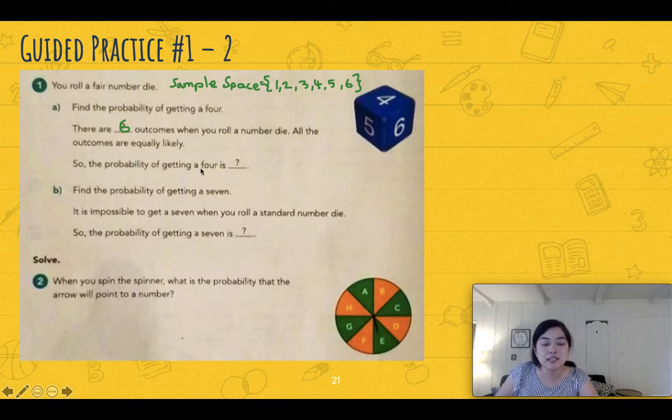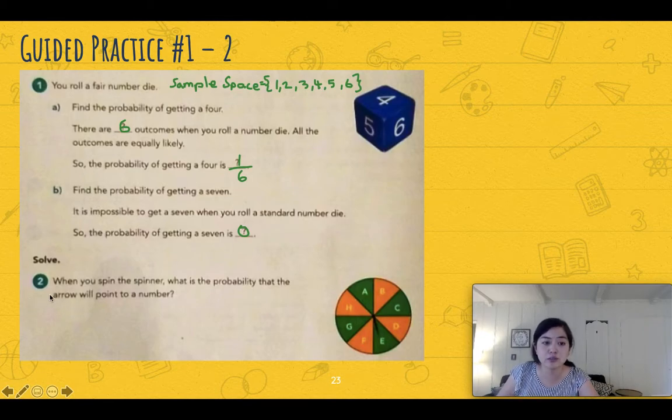So the probability of getting a 4 is, how many 4s are there? There's 1 four, out of how many equally likely choices? 1, 2, 3, 4, 5, 6. Out of 6 equally likely choices. So the probability is 1/6. Find the probability of getting a 7. Let's look in the sample space. Is there a 7? There's no 7, right? So it is impossible to get a 7 when you roll a standard number die. So the probability of getting a 7 is 0.